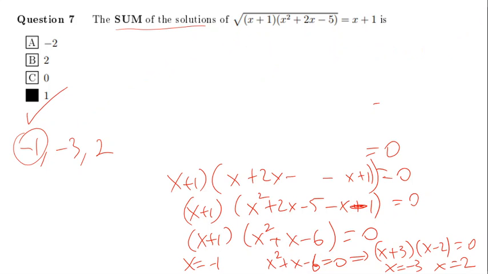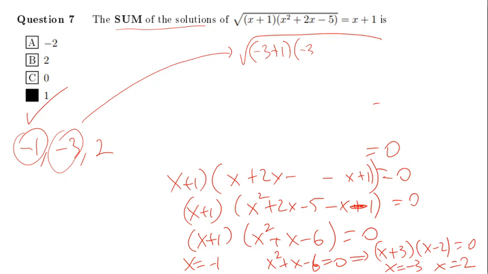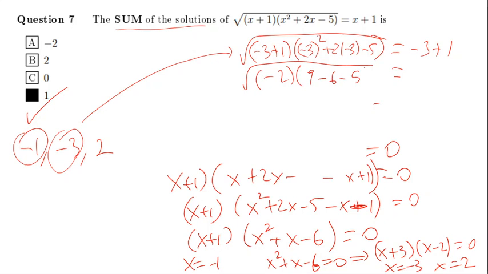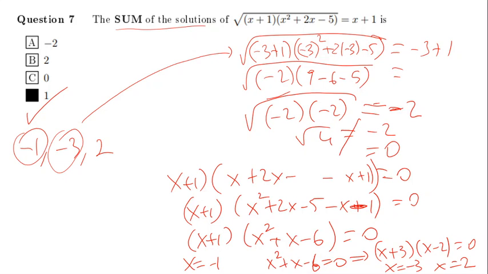Now, how about negative 3? Put negative 3 here. What happens? Negative 3 plus 1 times the square root of negative 3 squared plus 2 times negative 3 minus 5 is equal to negative 3 plus 1. Here we can find the solution: negative 2 times the square root of 9 minus 6 minus 5. You'll get minus 2 times the square root of minus 2. And this will give you negative 2. So the problem here is a square root cannot be negative. So this cannot be a real solution.